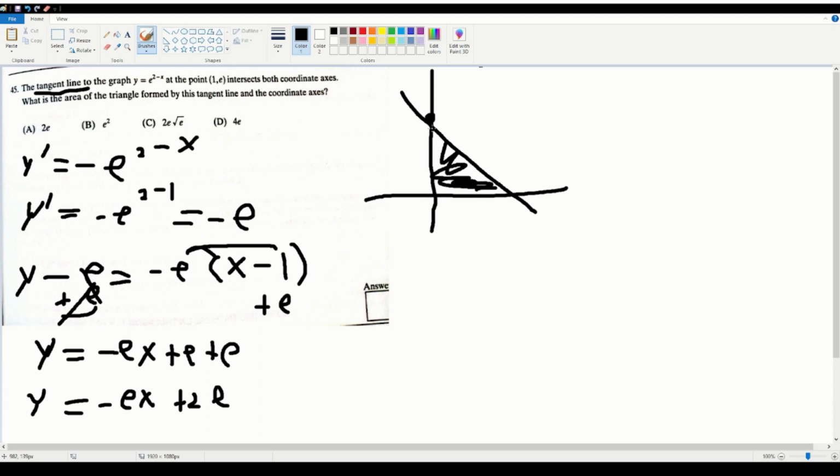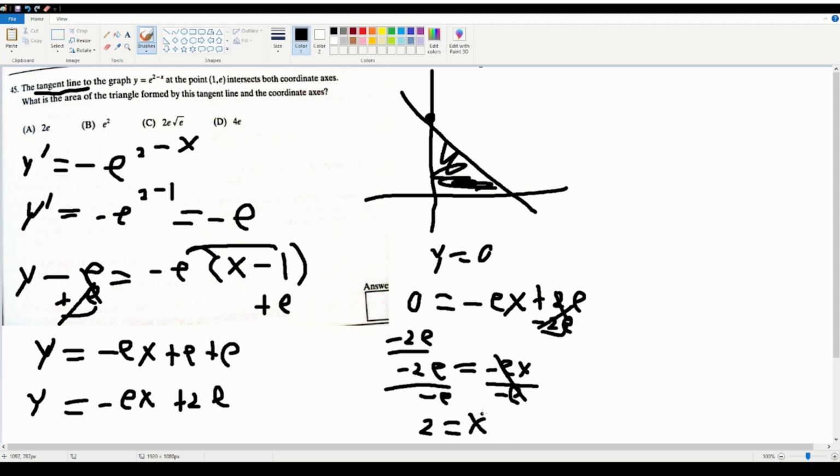In order to find the height and the width, you just have to plug in x equals 0 and y equals 0, because your height and width are where it intersects the y and x axes. Let's plug in y equals 0 first, which gives x equal to 2. And when you plug in x equals 0, you get y equals negative e times 0 plus 2e, which is just y equals 2e. And then these are your height and width.